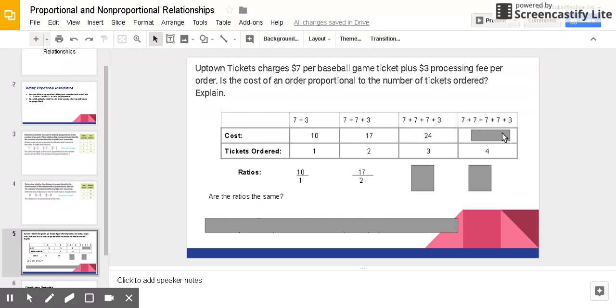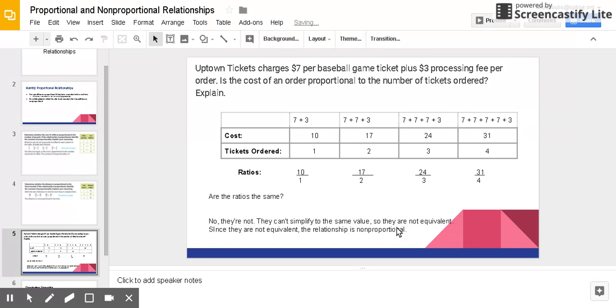So let's fill in our ratios and then continue. Is the cost of an order proportional to the number of tickets ordered? We have to put the cost over the number of tickets. So we have 10/1, 17/2, 24/3, 31/4. Is the cost the same? No, they're not, because you can't simplify these ratios to be the same thing. So they're not equivalent. Since they're not equivalent, the relationship is not proportional.